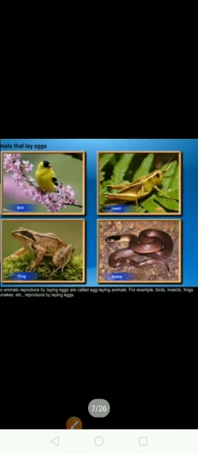Number two is by laying eggs. Animals that reproduce by laying eggs are called egg-laying animals. For example, birds, insects, frogs, snakes, etc.